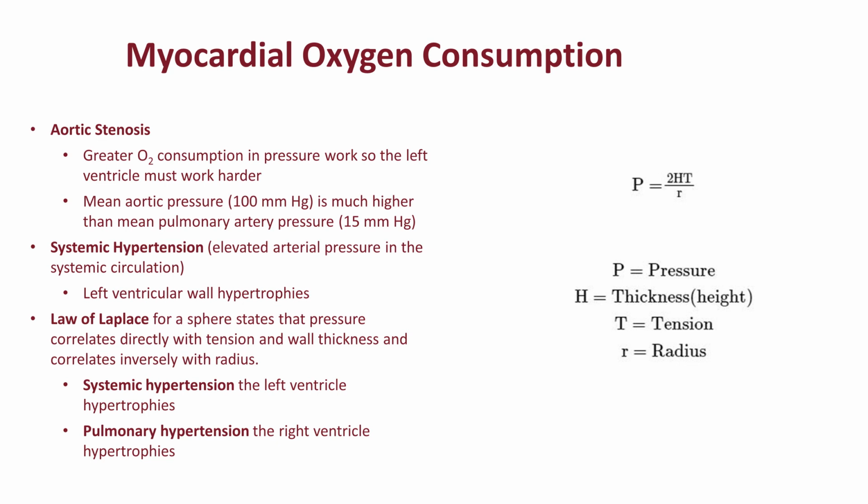Law of Laplace for spheres states that the pressure correlates directly with the tension and the wall thickness. However, it is inversely related with the radius. The equation could be shown on the right. P, pressure, is equal to 2 times h, the thickness, also known as height, times T, tension, divided by lowercase r, the radius. In systemic hypertension, oftentimes the left ventricle begins to hypertrophy. It gets bigger and thicker. In pulmonary hypertension, the right ventricle begins to go through hypertrophy.